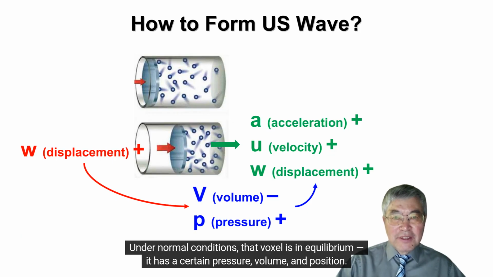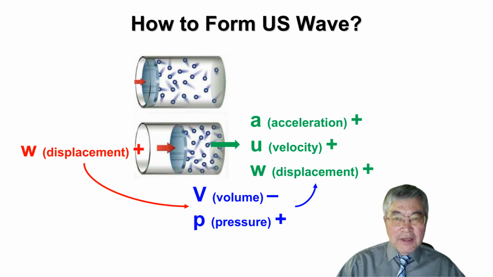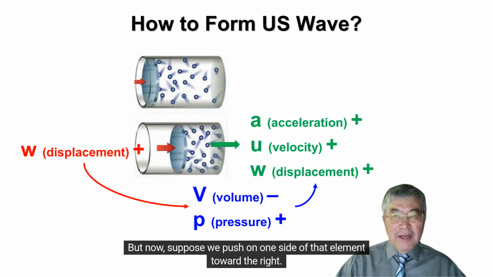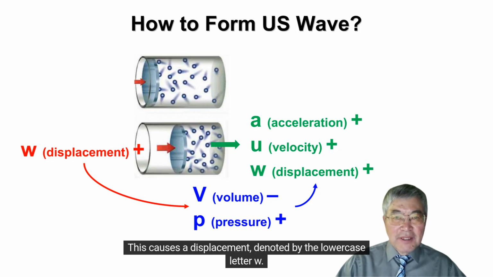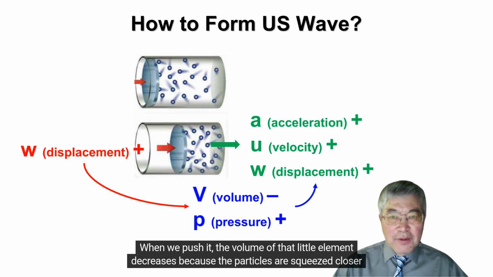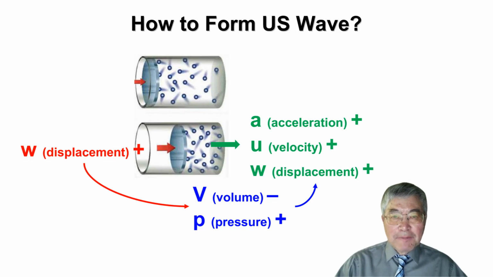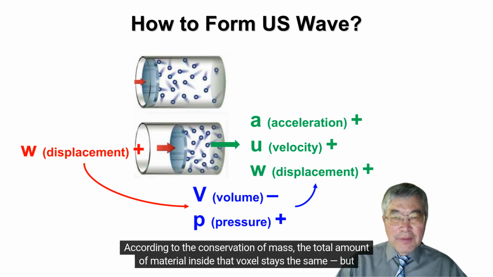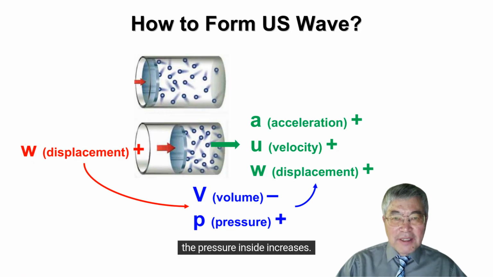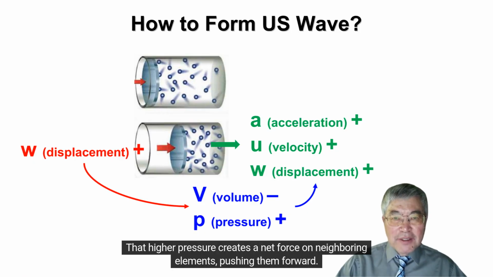Under normal conditions, that voxel is in equilibrium. It has a certain pressure, volume, and position. Nothing's changing. But now suppose we push on one side of that element toward the right. This causes a displacement denoted by the lowercase letter w. When we push it, the volume of that little element decreases because the particles are squeezed closer together. According to the conservation of mass, the total amount of material inside that voxel stays the same, but the pressure inside increases. That higher pressure creates a net force on neighboring elements, pushing them forward.